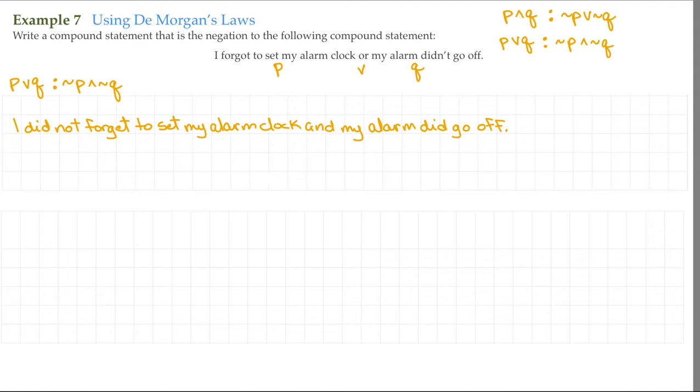Now, some students may interpret this as "I forgot to set my alarm clock or my alarm didn't go off," so they might think of this as a not Q, because it has a do not or did not. But it would be the same idea if we had P or not Q, which is what this can be interpreted as. Then we can write this as not P and Q.